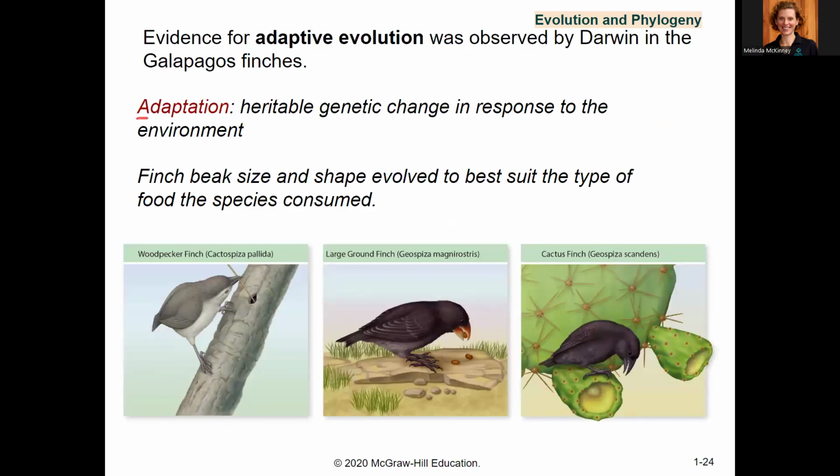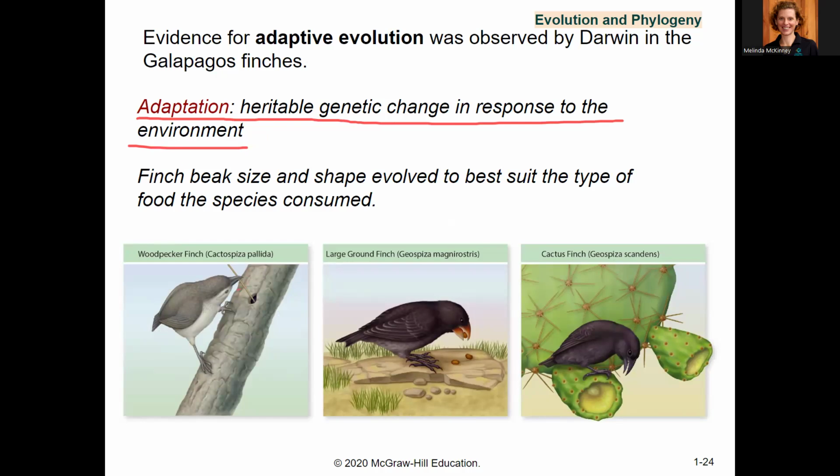So adaptation is a heritable genetic change in response to the environment. It does not mean the way that you might use it in everyday language, like, oh, I'm adapting to that stress in my life, and now I've changed my behavior, and I'm eating better, and I'm sleeping more to try to deal with it, right? Adaptation in this definition is heritable genetic change in response to the environment.